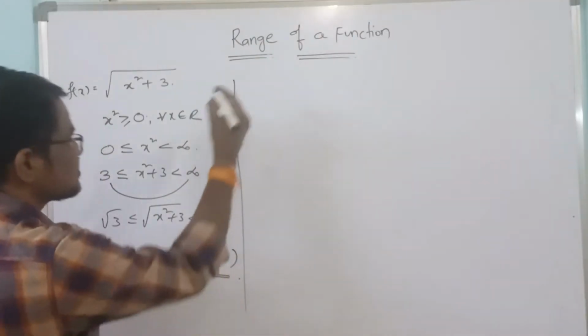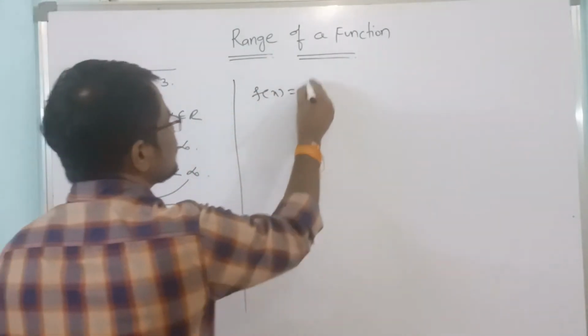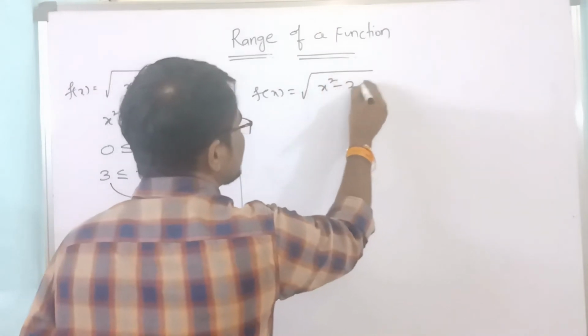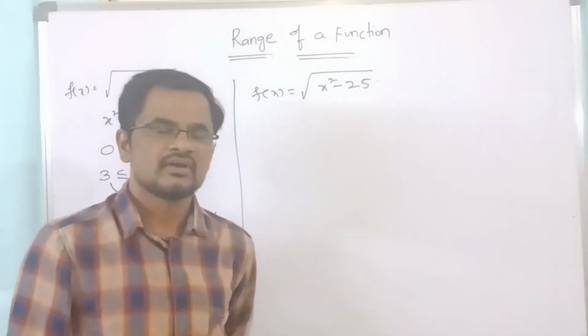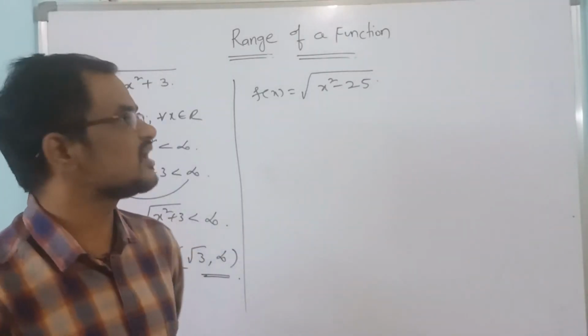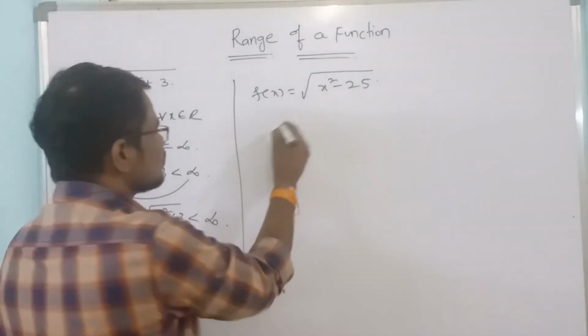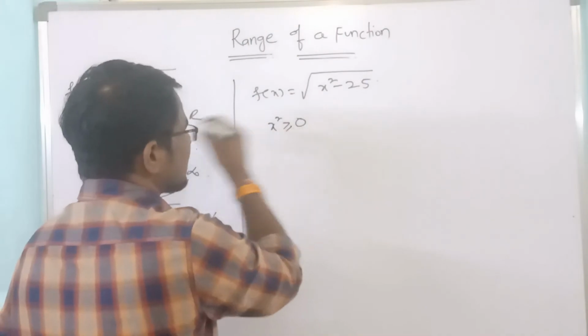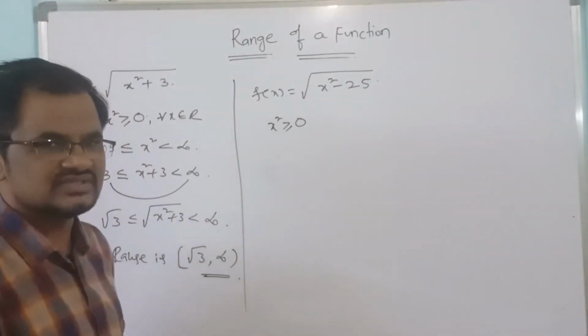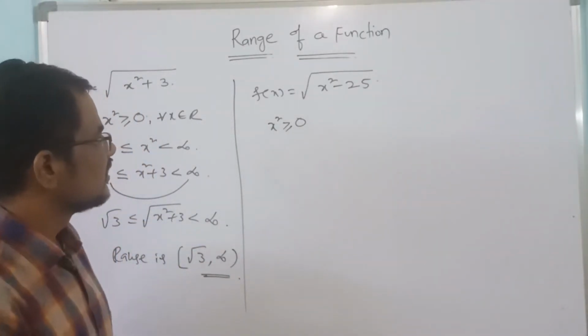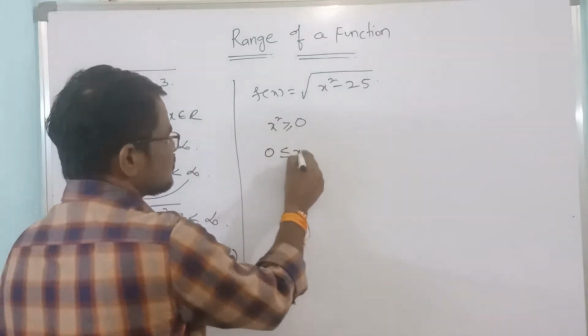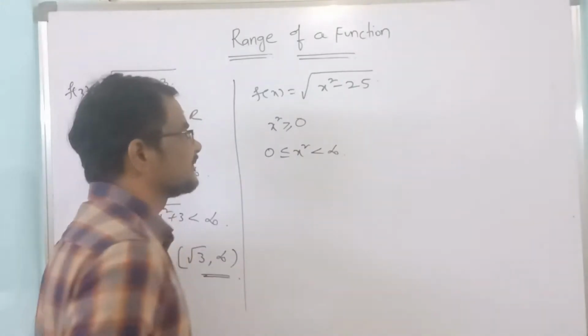Suppose function is like this. F of x equal to root of x square minus 25 is there. So how to find the range of this function? Now here also we know that x square always greater than or equal to 0, means 0 less than or equal to x square less than infinity.